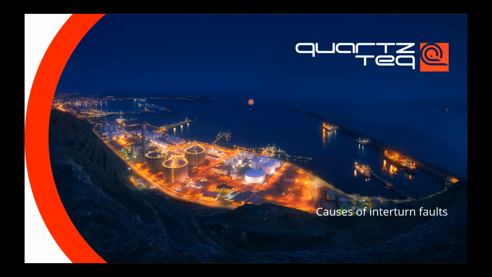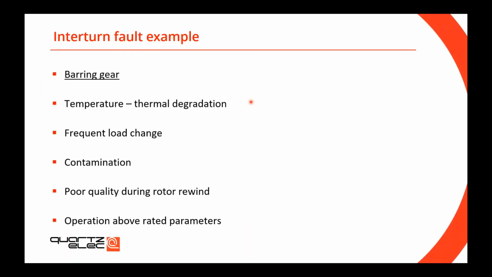Now I think this is the most important part of the presentation for you, because we're going to talk about causes of the interturn faults. So something, if you understand, will help you to prevent that from happening. So we're going to go through the bearing gear, then influence of the temperature, frequent load changes, contamination, poor quality during rotor rewind. Yes, we are all human beings, so everybody can make mistakes, even the best ones. And then at the end we're going to mention operation at above the rated parameters.